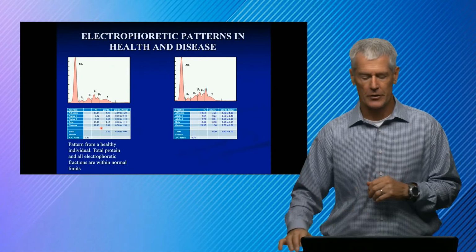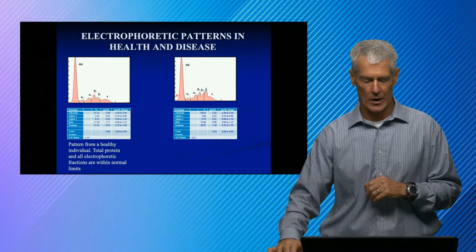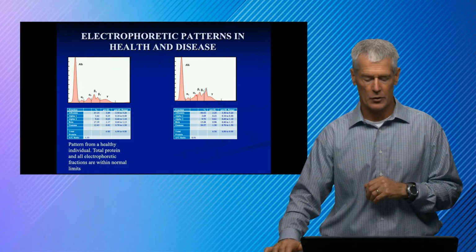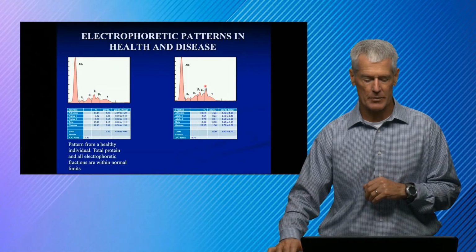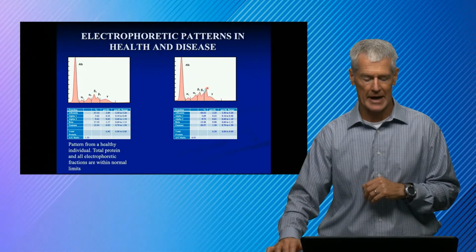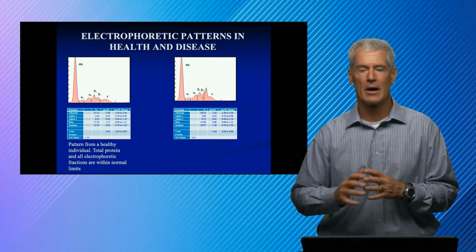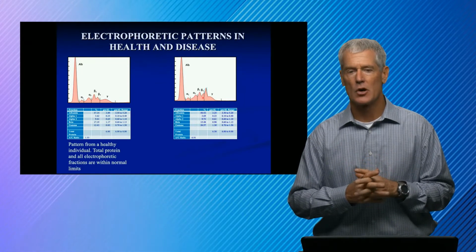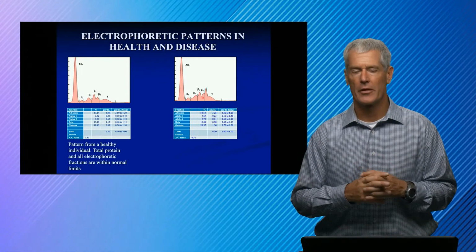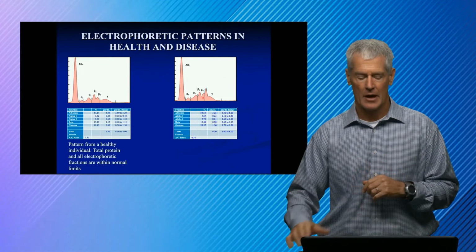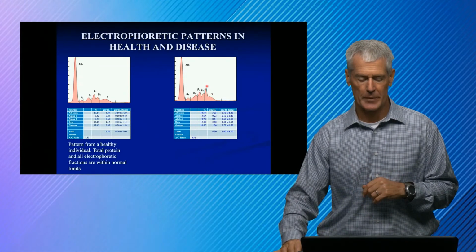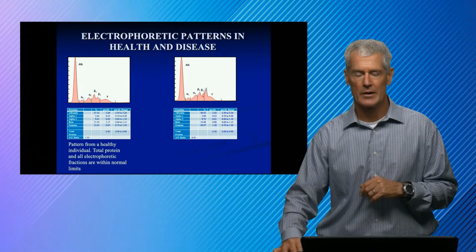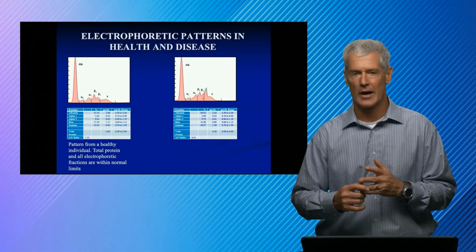This one is concerning. Again, we have normal albumin, alpha-1, alpha-2, beta-1. We've got this extra peak in between beta-2 and gamma, and that looks like a monoclonal protein. So that's very concerning, and so we would follow this up with an immunofixation. And when we did immunofixation on this patient, this peak did not show up in G, A, or M.